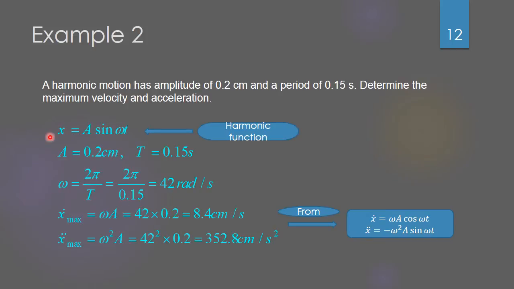So from this function, we can differentiate once and 2 times to get x dot and x double dot. This differentiation will lead us to these two equations, as you can notice here. So what is the maximum? We were asked here to determine the maximum velocity, which is omega A in case of the velocity, and omega squared A for the acceleration.